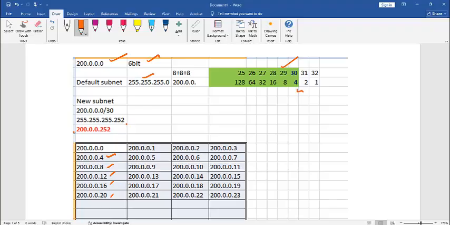And then the new subnet mask will be, 6 bit, right? Okay, 252. Yes. Very good, very good. 252. 255 minus 3 is 252. Very nice.